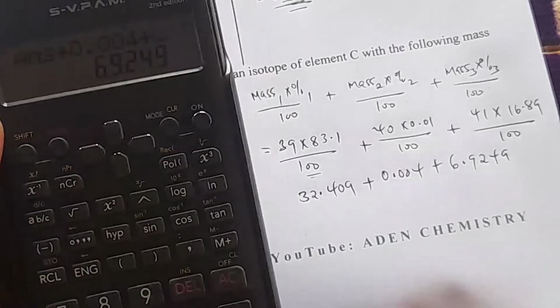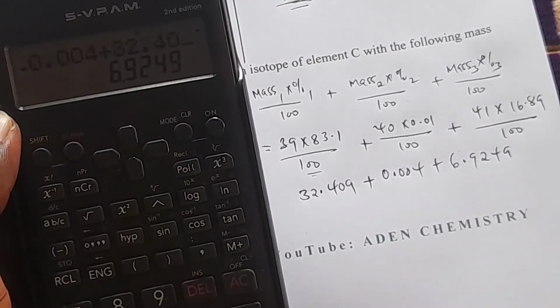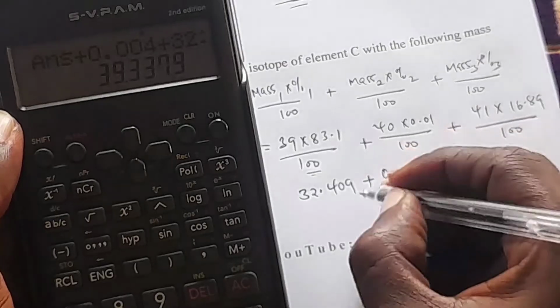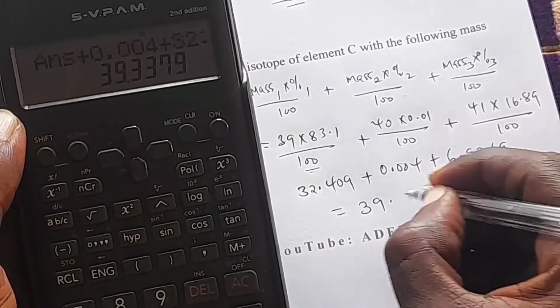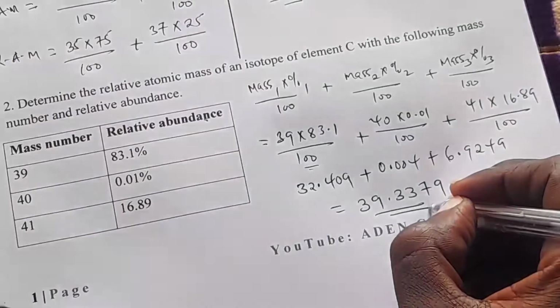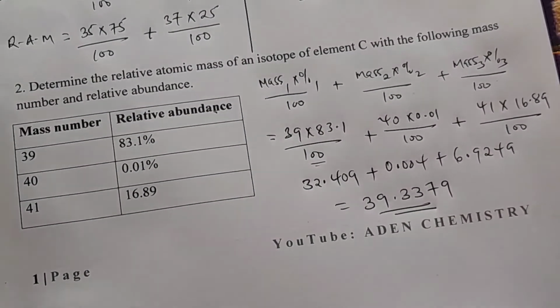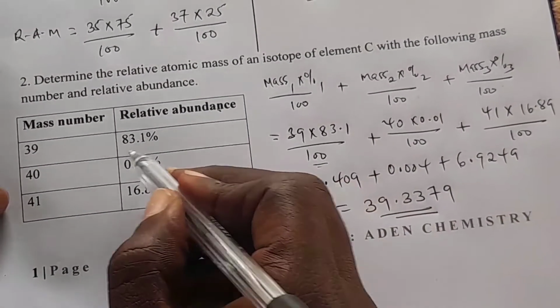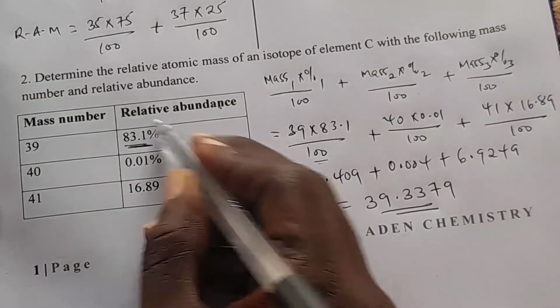So let's add all of them: 0.004 plus 32.409 plus 6.9249. We get R.A.M. as 39.3379. There's no unit for R.A.M. You can confirm whether you are correct by checking the most abundant, so it's 83.1, that's the percentage.